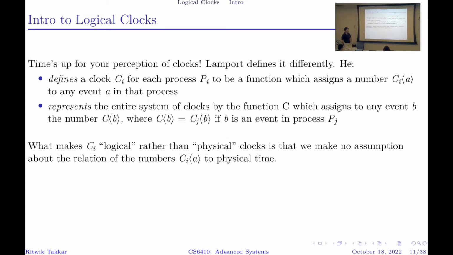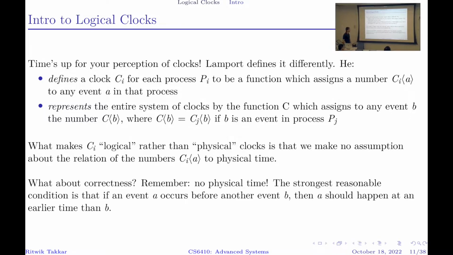The distinction between a logical and physical clock is that there's no assumption about the relation of the output of the function C to physical time. So the output's not going to be something like 6:11 a.m., not necessarily. What about correctness? We have no physical time, so the strongest reasonable condition we have is that if an event A occurs before another event B, A should have an earlier time than B.